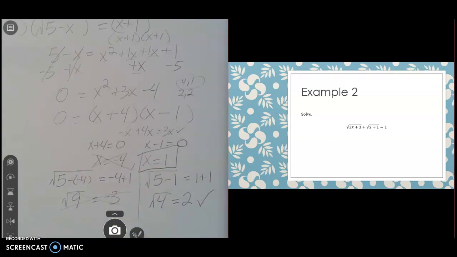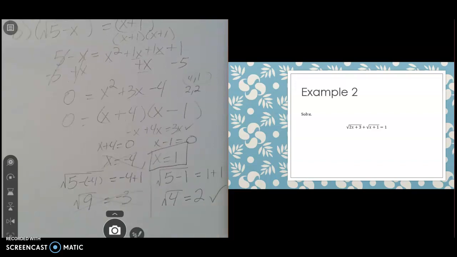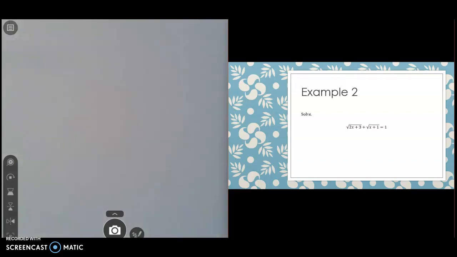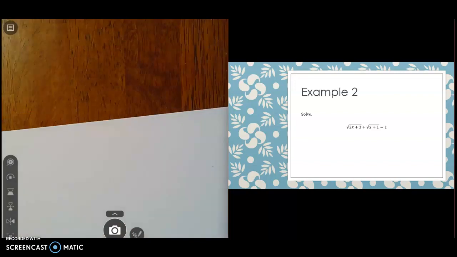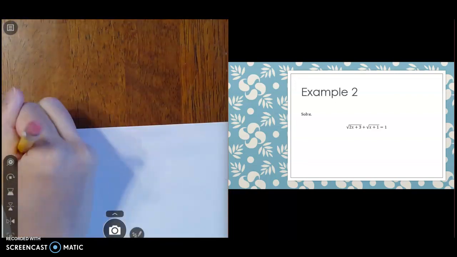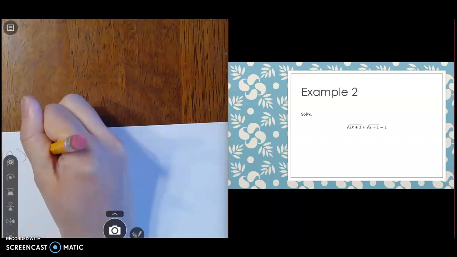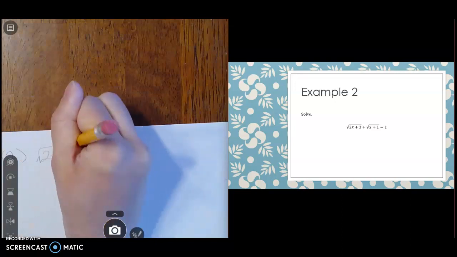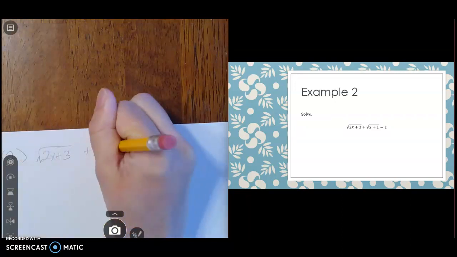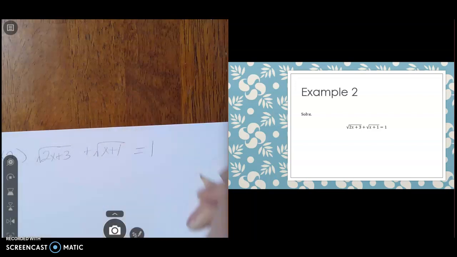All right, what if I have more than one radical? This one's going to take us some time. Let's see how this one goes. I've got the square root of 2x plus 3 plus the square root of x plus 1 equals 1.